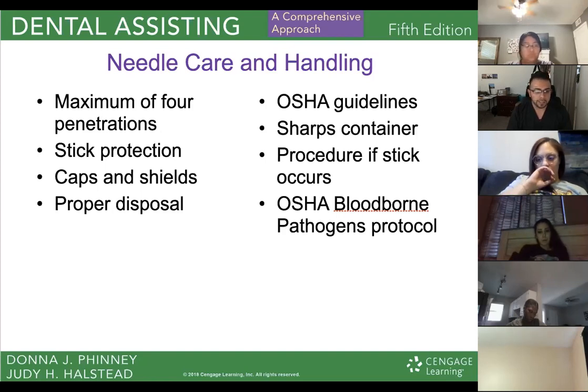Then notify the dentist and find out which patient the instrument was used on. Then you want to review that patient's chart and medical history just to make sure you don't see anything like some type of bloodborne illness that the patient has, HIV, AIDS, any of those scary things that patients could possibly have. And then follow OSHA protocol for occupational exposure to bloodborne pathogens.